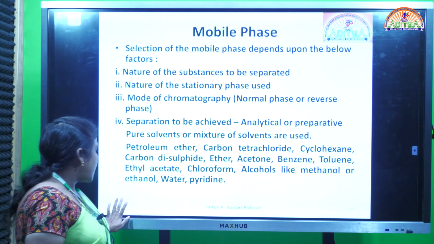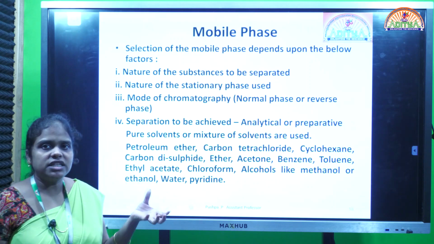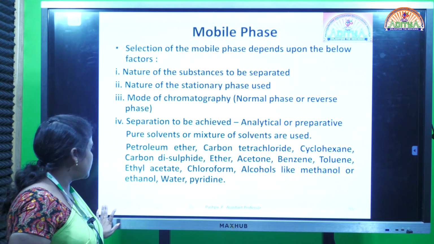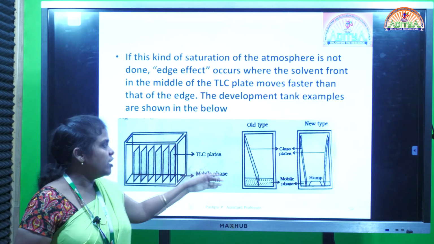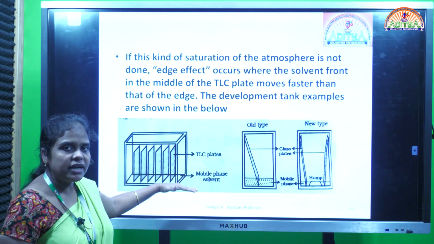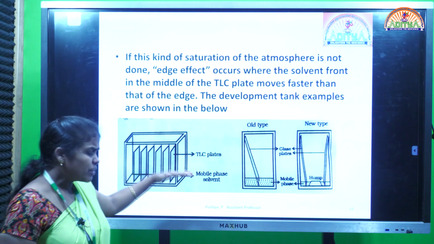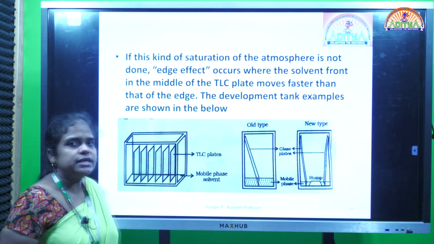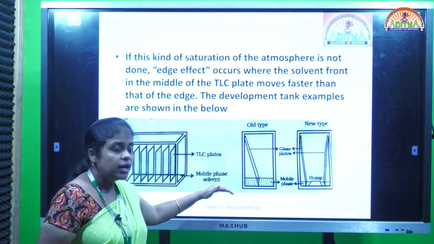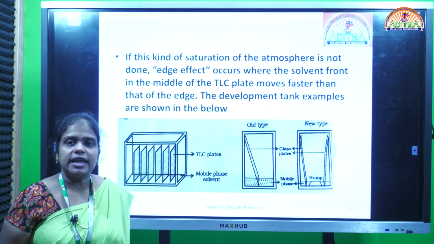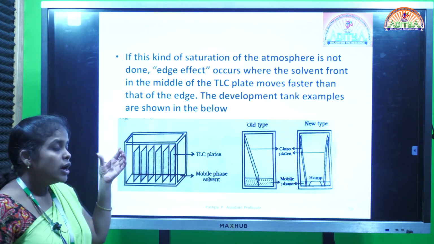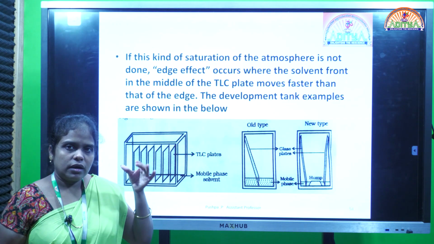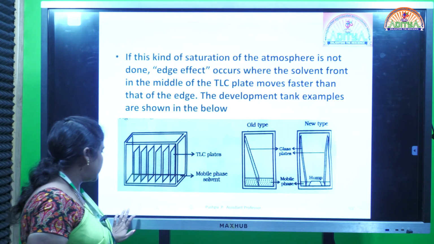Okay, after selecting these mobile phases, we have to take the mobile phase in the development tank, and then we have to put the TLC plate like this. You have already seen it in the previous slide. First of all, we have to take the development tank, and in that development tank you have to add the mobile phase. Fill one-fourth level of the development tank with the selected mobile phase, and then keep the TLC plate very carefully without touching the edges.